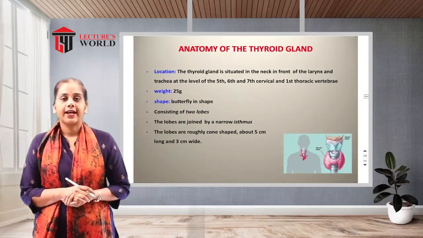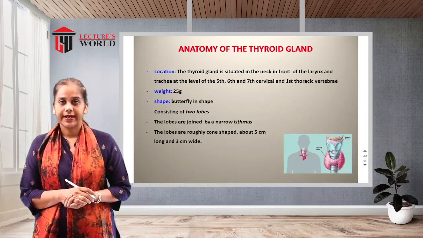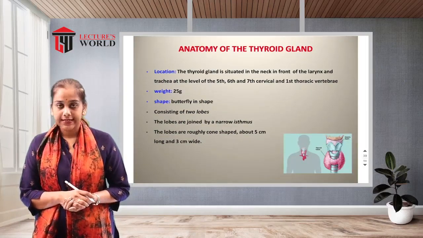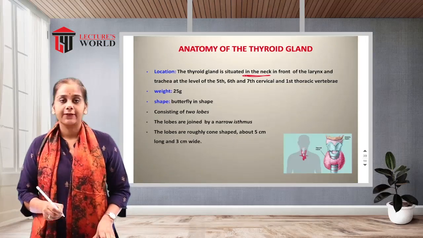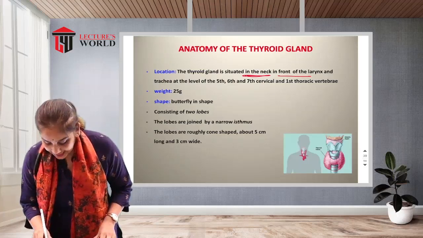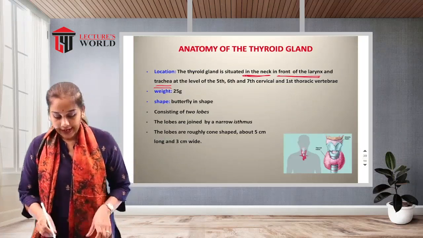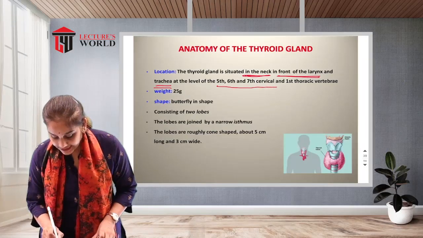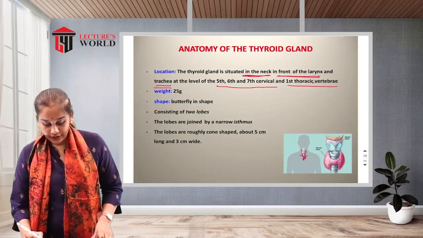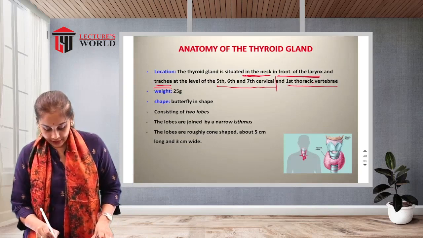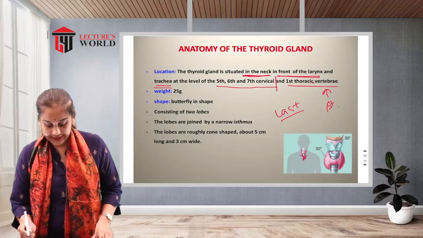So let us see the anatomy of the thyroid gland. First, we will see the location of the thyroid gland. The thyroid gland is situated in the neck, in front of the larynx and the trachea, and at the level of the 5th, 6th and 7th cervical and first thoracic vertebra. Or we can say the last cervical and first thoracic vertebra.